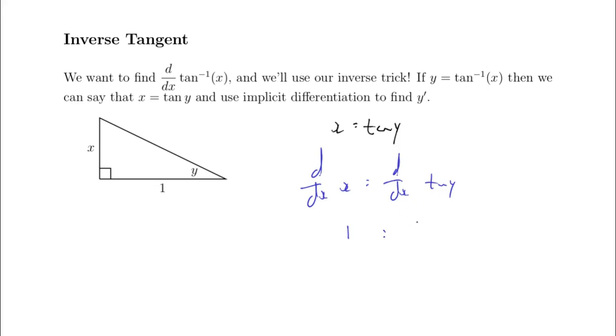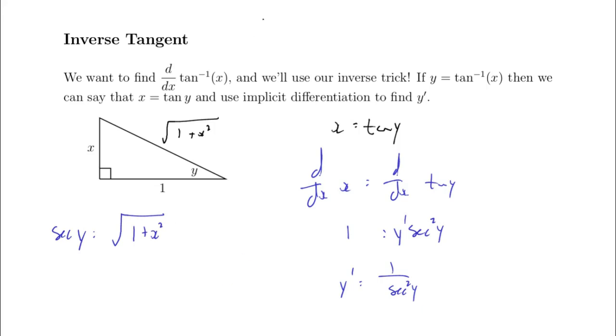1 on the left, we're going to do chain rule again. So this is going to be secant squared y times my y prime, so no surprises. Y prime equals 1 over secant squared y. We're going to need the hypotenuse on this thing. So this other side leg right here is going to be the sum of the two squares, right? Because we're using the Pythagorean theorem. So then secant of y is going to equal the hypotenuse divided by the adjacent leg.